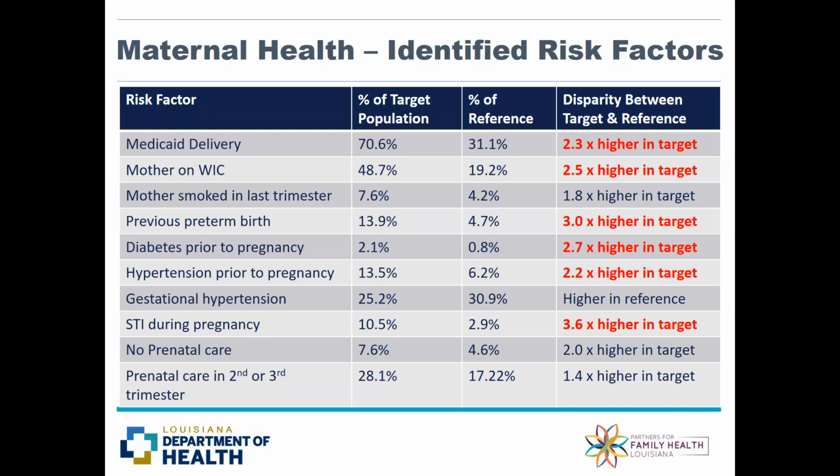The target group had much higher percentages of Medicaid deliveries, mothers on WIC, mothers with previous preterm birth, which is expected because, as we know, if you've had one preterm birth, you're more likely to have a second one, diabetes prior to pregnancy, hypertension prior to pregnancy, and STIs during pregnancy. And we included STIs such as chlamydia, gonorrhea, syphilis, herpes, Hep B, Hep C, rubella, and toxoplasmosis.